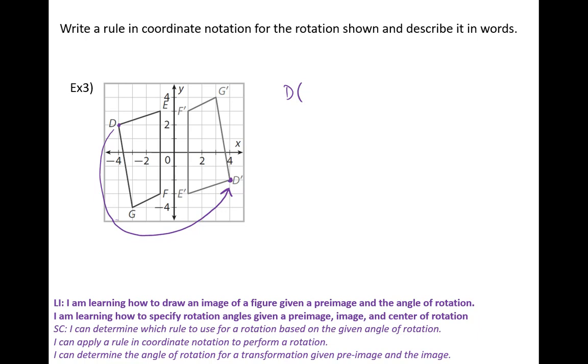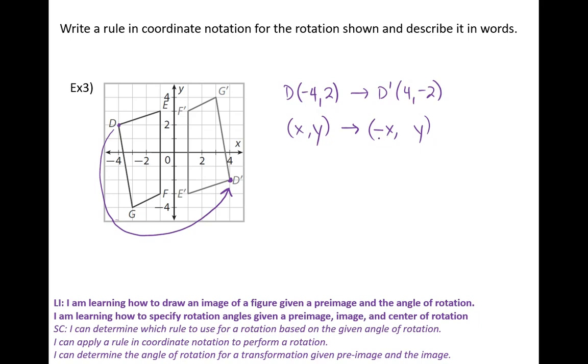So I'm going to say D is at negative 4, 2. And that turns into D prime at 4, negative 2. So I'm going to try and write the rule based on this ordered pair and see what I can figure out. Well, it looks like 4 and 2 stay in those positions. That means my X and my Y are going to stay put. But I do see that my negative 4 in the X becomes a positive 4. So that means change the sign.